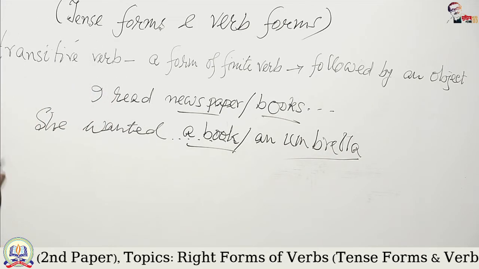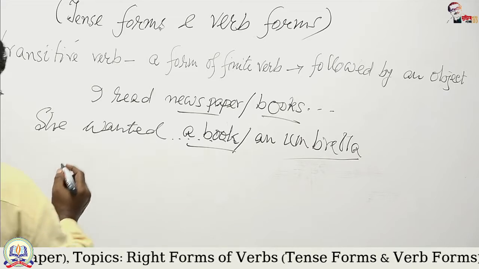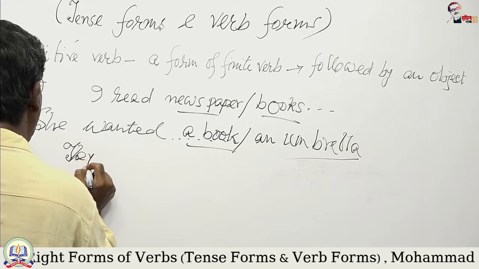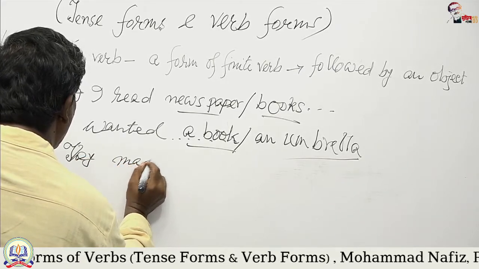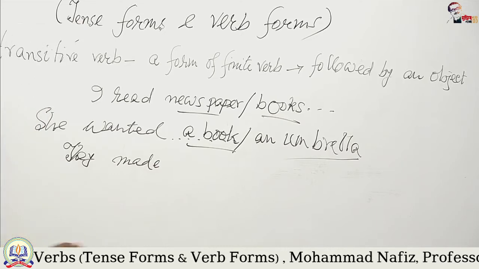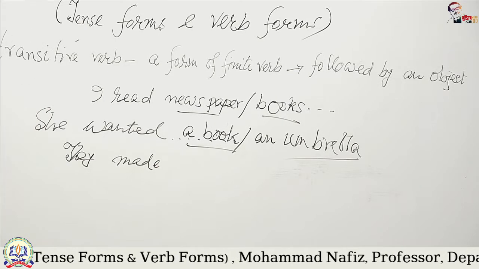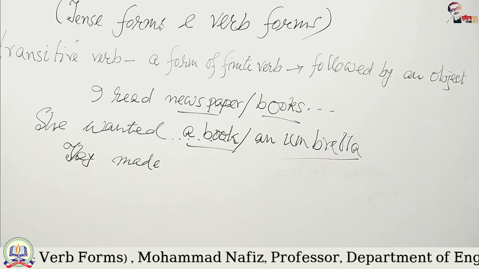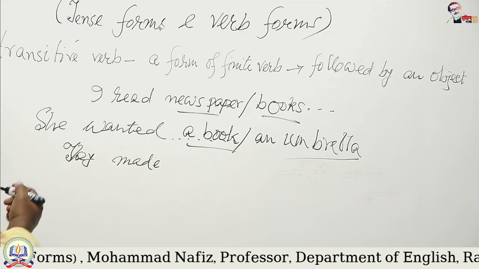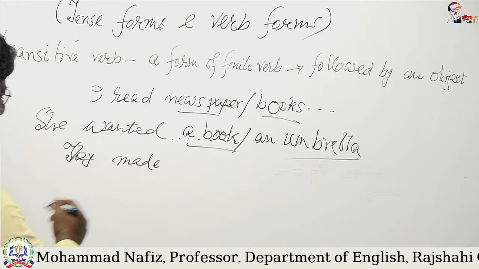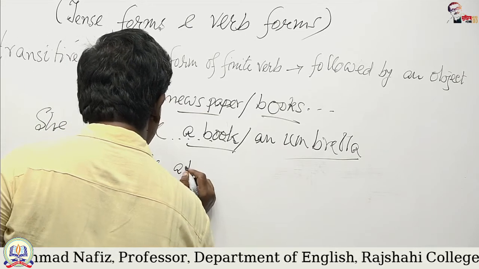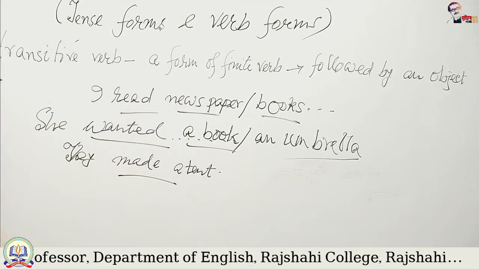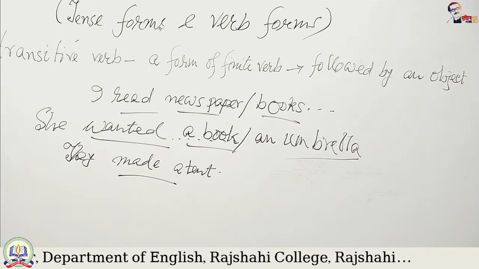There are some verbs like read, wanted, and more, such as "they made." What did they make? You need to tell what they made within the sentence or clause to complete the sentence. Otherwise, this will not make a complete sentence. They made a tent, etc. Verbs like these, wanted, read, made, always need an object.